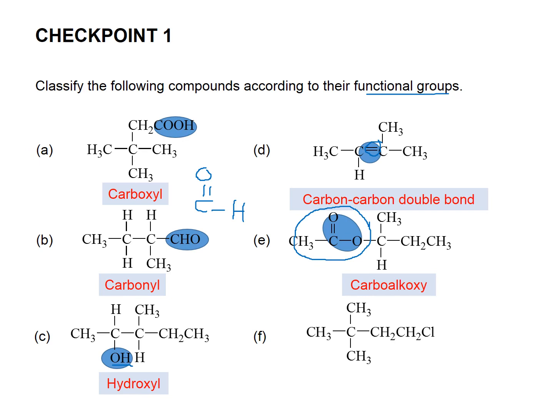So, yang last ni dekat Cl, chlorine kamu. So, chlorine is a halogen. So, this is an alkyl halide. So, it will be called a halogen atom, the functional group.